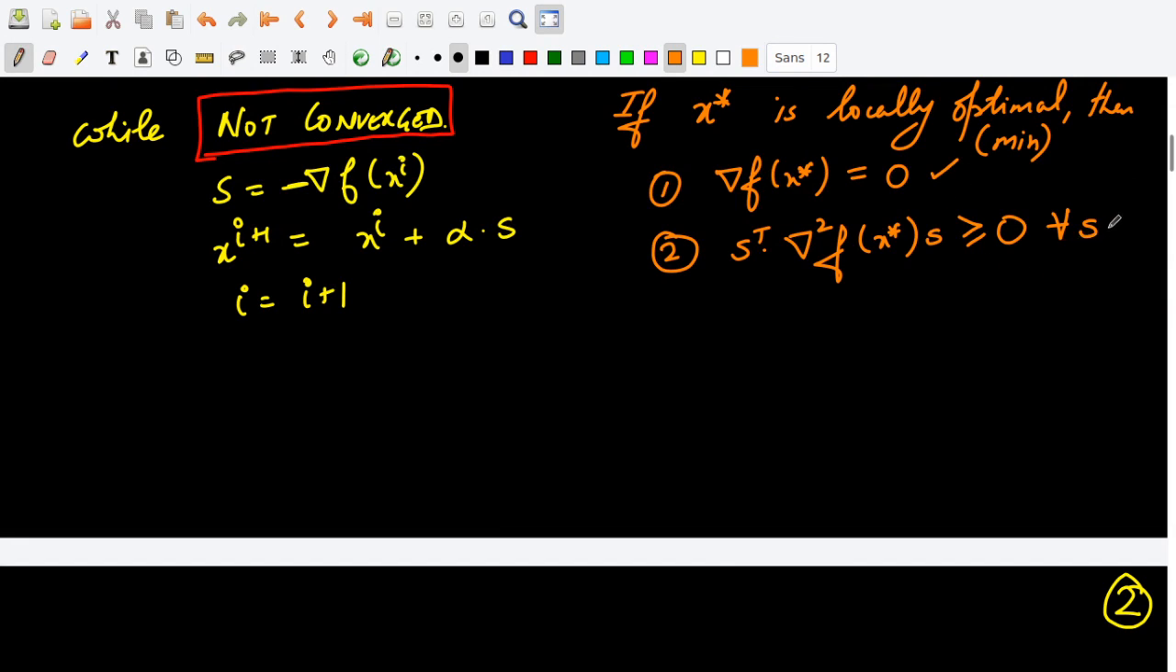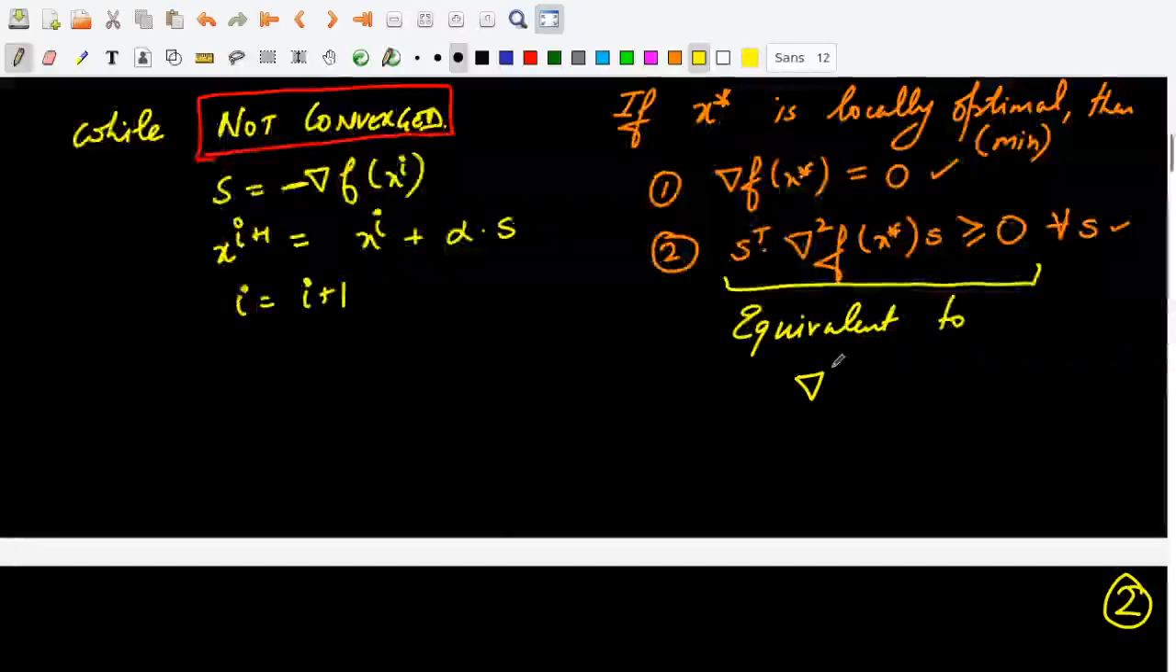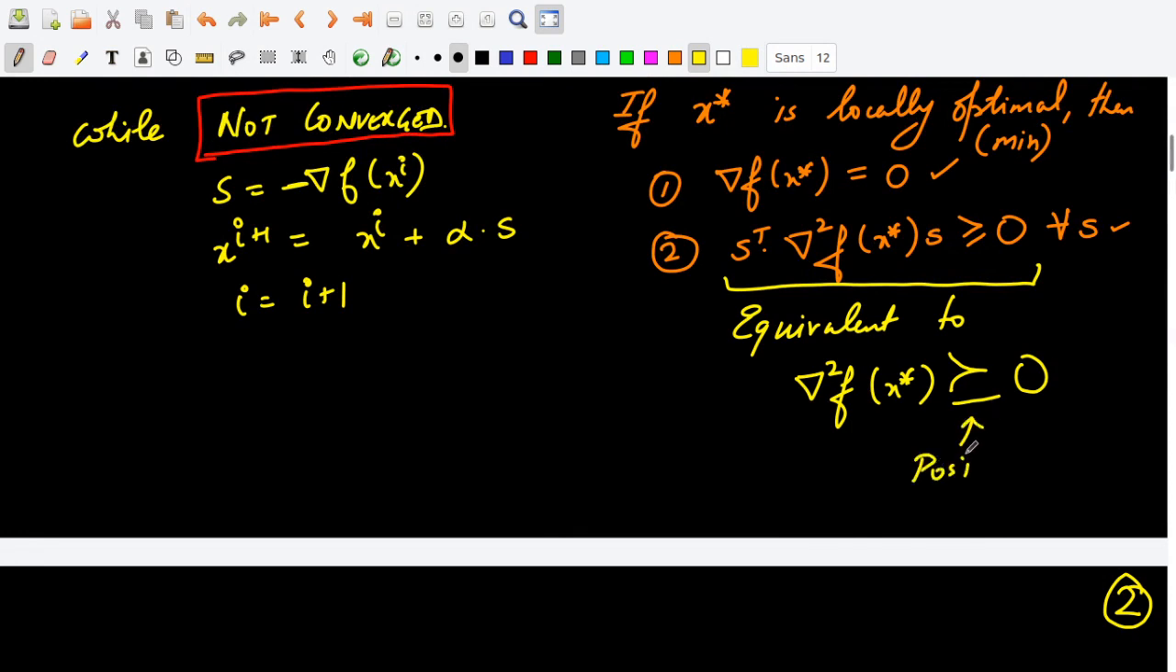This part is a little bit more complicated because potentially if you go by the definition, then you have to check infinitely many directions, which you cannot do in finite time. But luckily this condition is equivalent to the Hessian matrix at x star being positive semi-definite. If you have not seen the symbol, this means positive semi-definite.